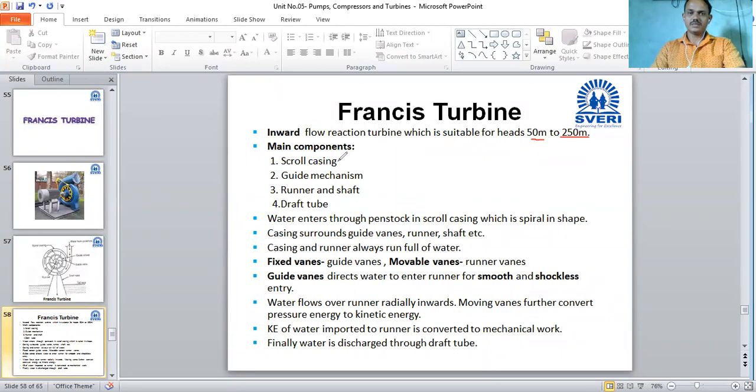So these are the main components: the scroll casing, which we can also call spiral casing, then the guide mechanism, runner and shaft, and the draft tube that we have seen. So this is related to the Francis turbine. Now the next turbine is the Kaplan turbine. In the next lecture we are going to see this Kaplan turbine.